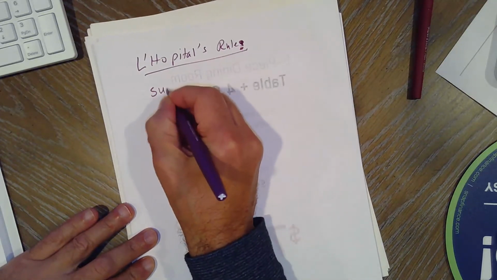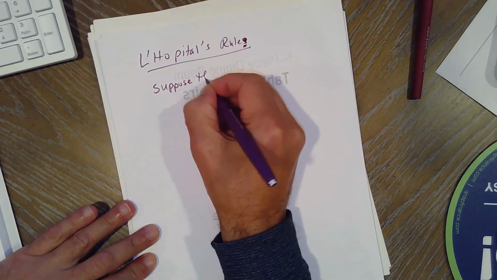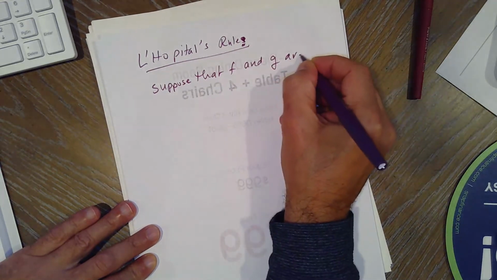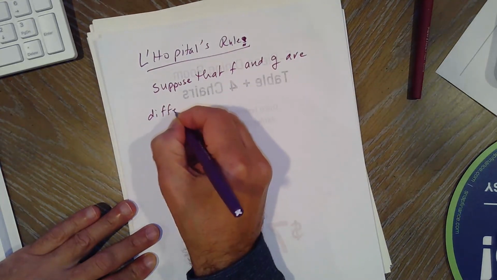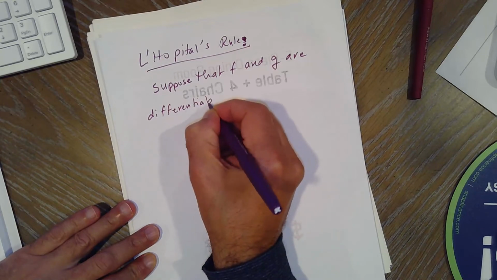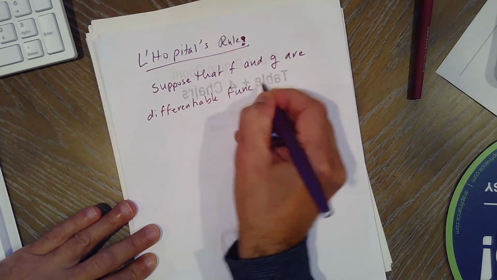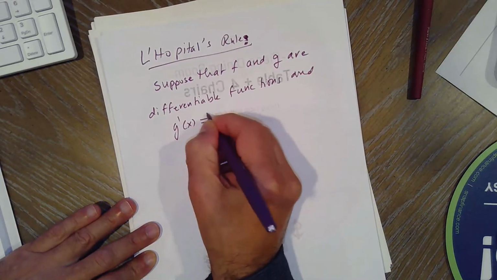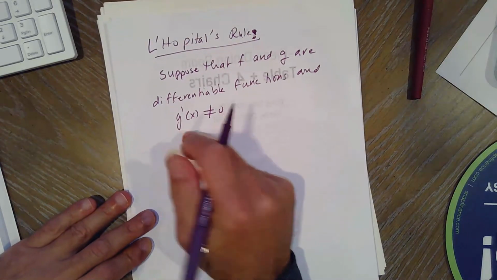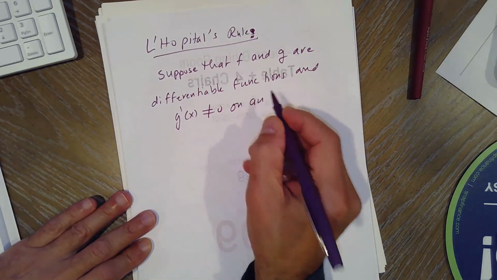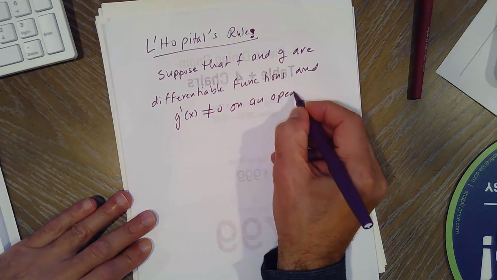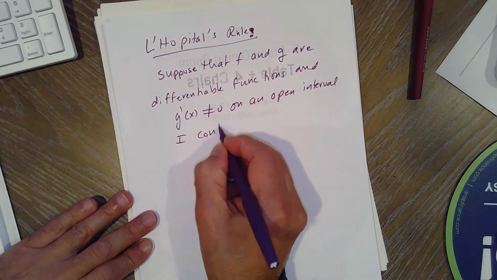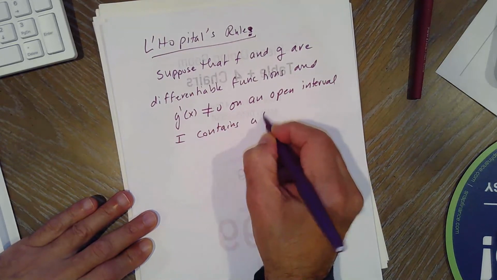So suppose that f and g are two differentiable functions, and g prime of x is not 0. You will see why, because we're going to have this in the denominator, on an open interval I that contains a, except possibly at a.